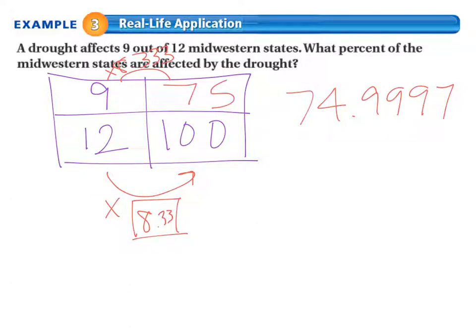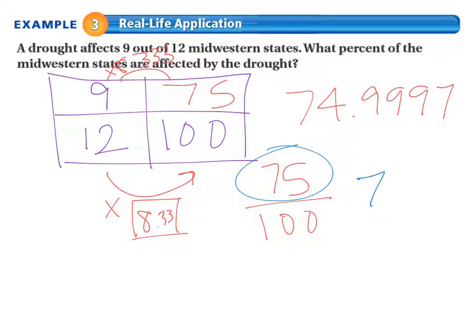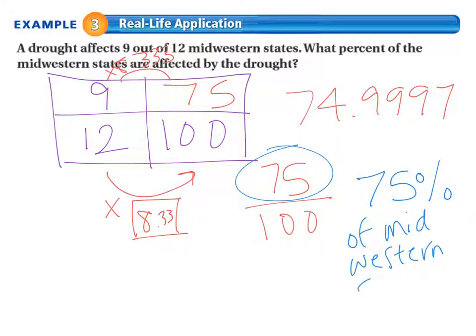So my part to whole fraction is 75 out of 100. And it's asking me what percent. So again, this was all just a tool to help me find the percent. The actual percent is right here, so I need to actually write it. 75% of Midwestern states are affected by the drought.